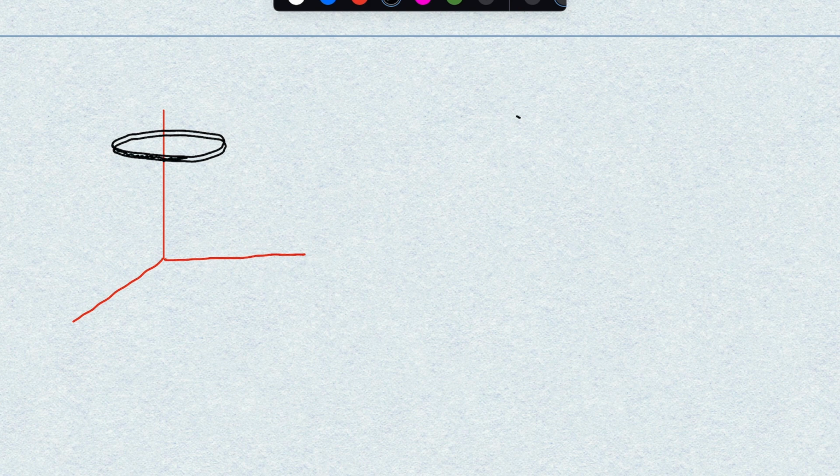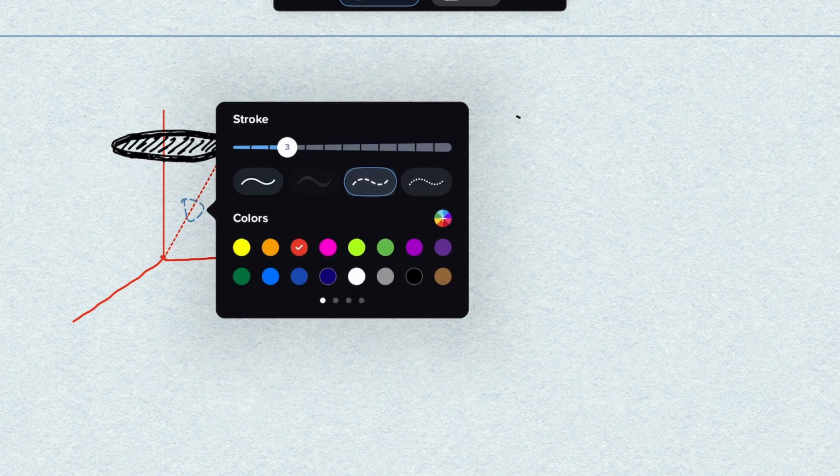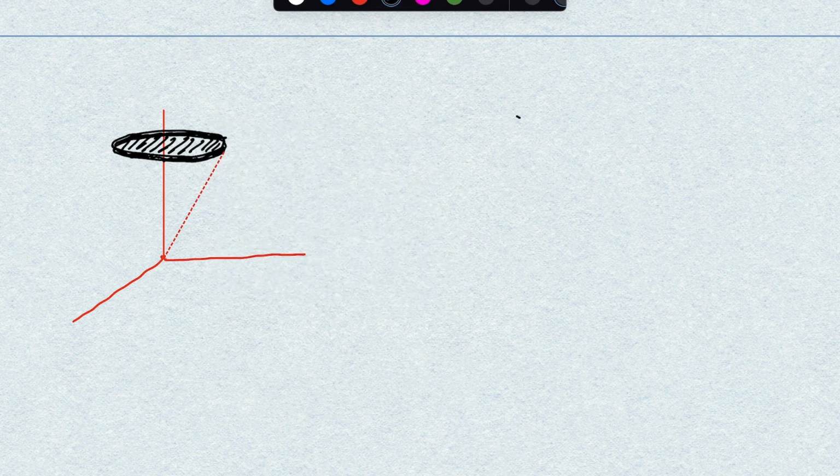This is a disk like this, and let us suppose we connect it from the center, this distance is a small r. This angle is, let us suppose, theta naught. And we want to find out the solid angle. So this is the discussion on the solid angle calculation.